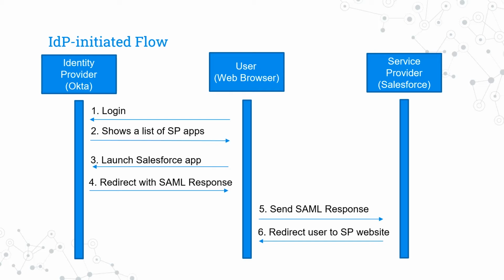So first, a user logs into the IDP. The IDP shows a list of service provider apps. The user launches the Salesforce app. The IDP generates a SAML assertion and puts it inside a SAML response. The response is sent back to the user's browser, and the user's browser sends the SAML response to Salesforce. Salesforce validates the SAML assertion and logs the user into the Salesforce website.